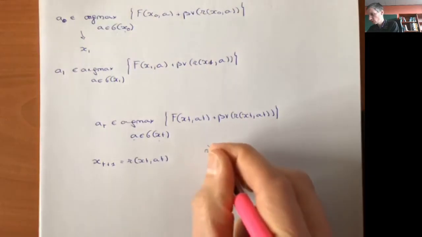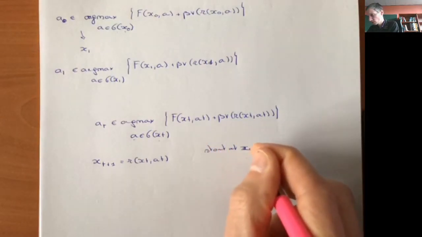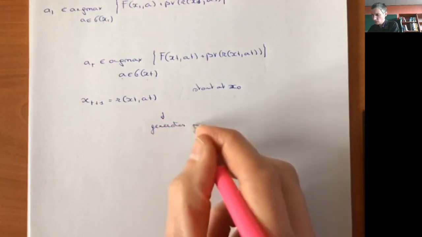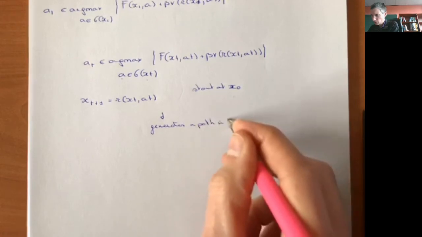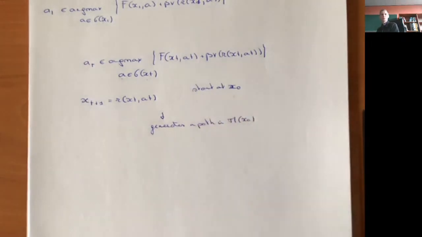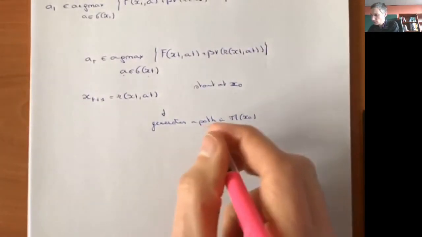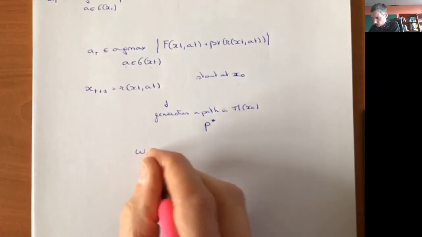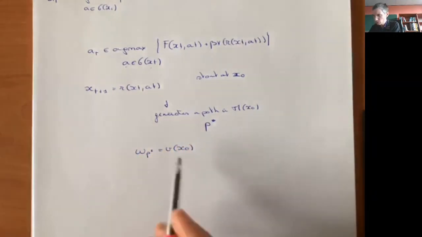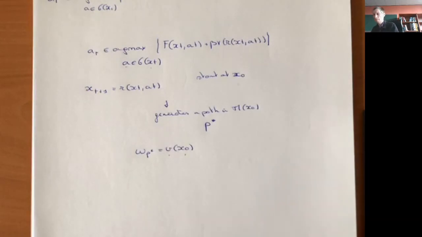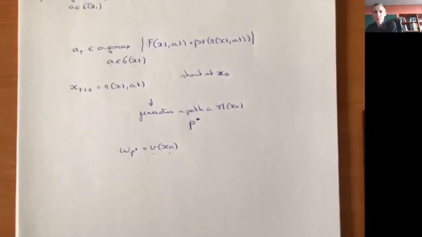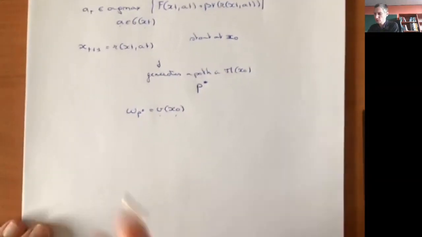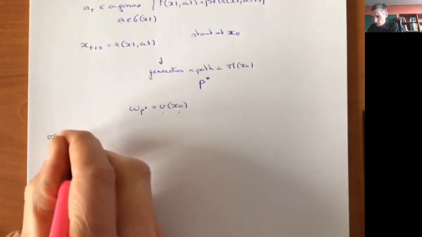Okay, and we're going to start at x0. Okay, so this generates a path of feasible paths, right? And we're going to call this the path p star. I'm going to show that w of p star is equal to v of x0, where v of x0 is the value of the Bellman equation. Okay, and the proof is going to be almost identical to the previous one, except that instead of inequalities, now we will have equalities. Okay, so we start at v of x0.